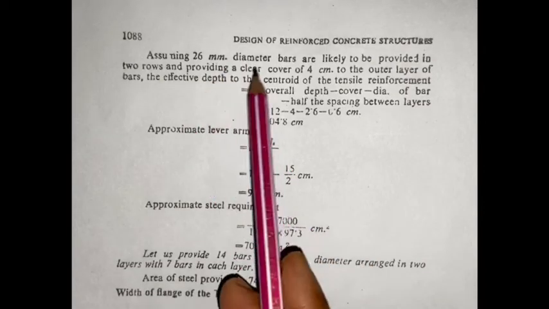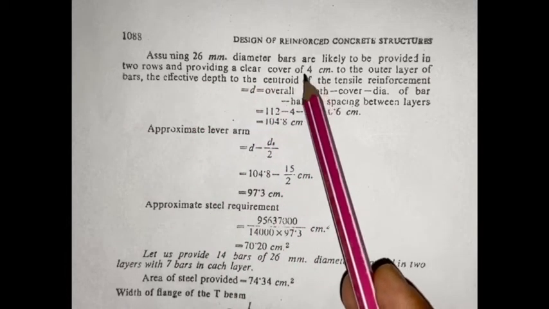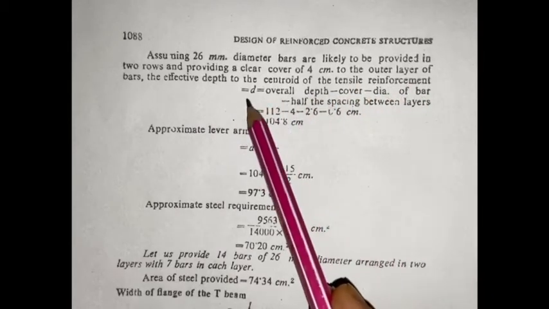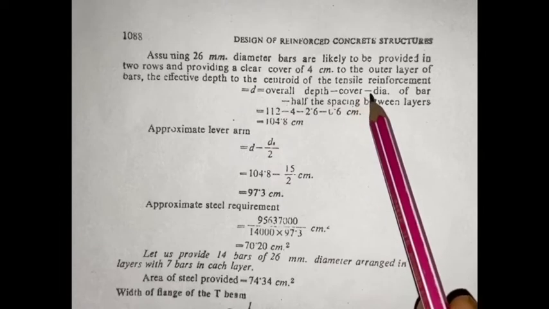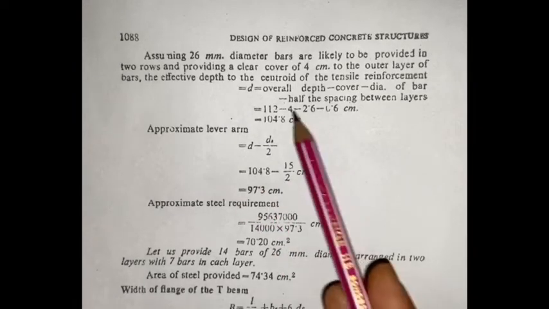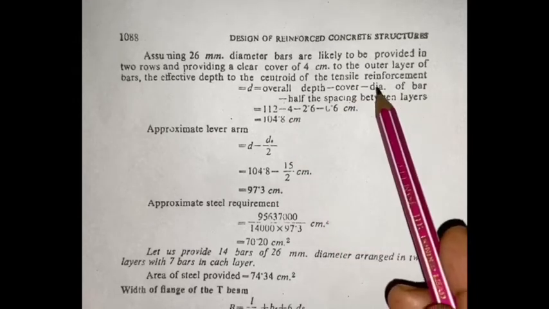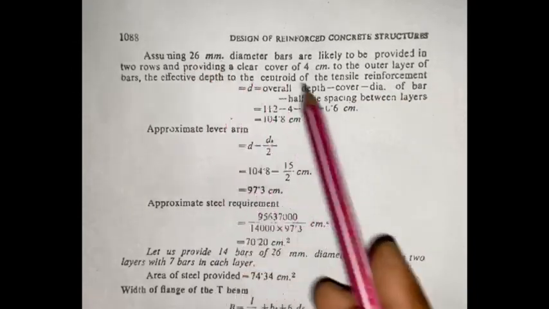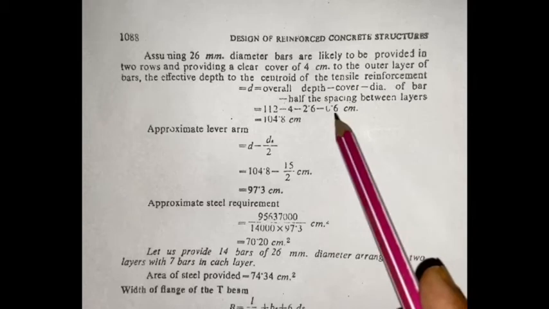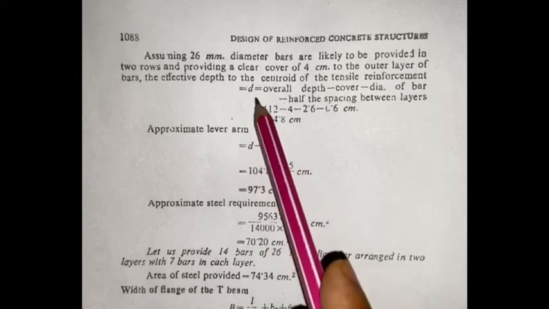Now assuming 26 mm dia bars are likely to be provided in 2 rows and provide a clear cover of 4 cm to the outer layer of the bar, effective depth of the centroid of the tensile reinforcement is the overall depth minus clear cover minus dia of the bar minus half of the spacing between the layers. So this is the overall depth, and this is the clear cover we have provided, and this is the diameter of the bar 26 mm, so 2.6 centimeter, and this is the half spacing between the layers 0.6. So we will get 104.8 centimeter is the depth for the T-beam.